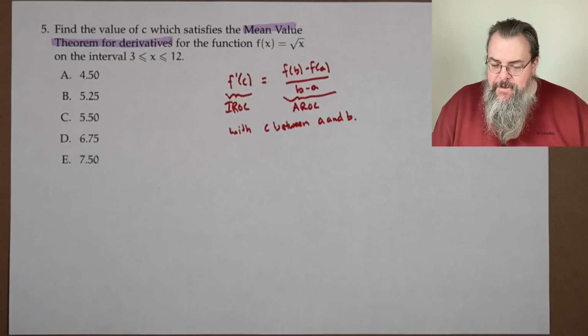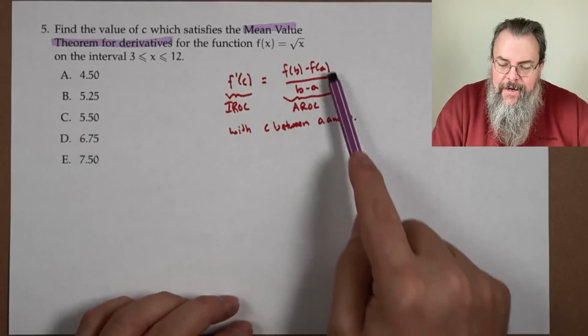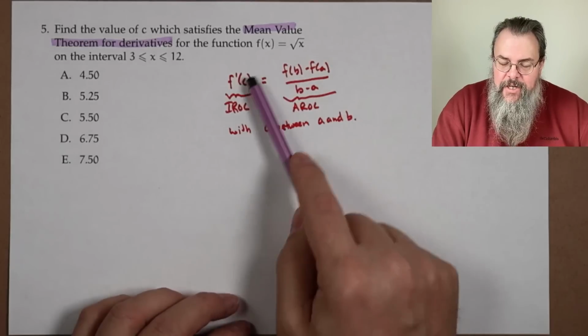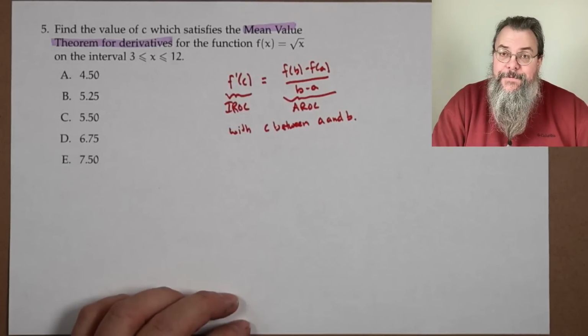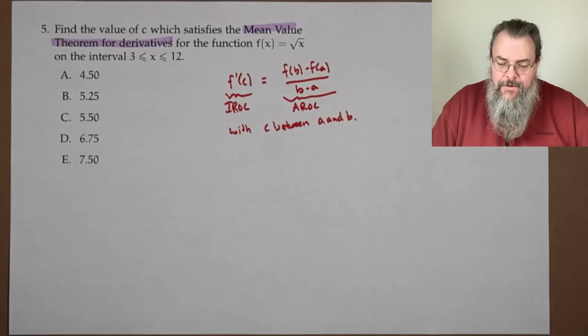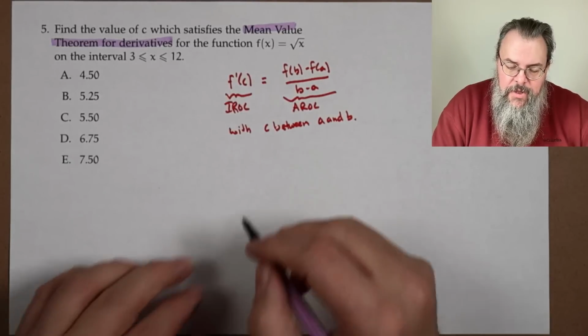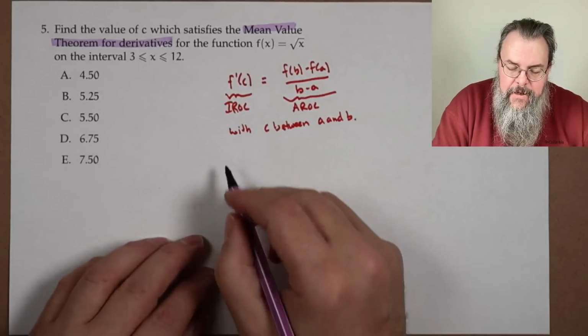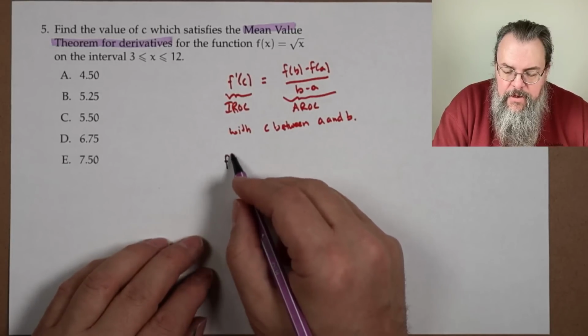Now, how do we verify this, or how do we find the value? Well, we need to find our average rate of change, we need to set our derivative equal to it, and then we need to solve. Okay, so here we go. We can find our f prime of x. We'll do that really quickly.